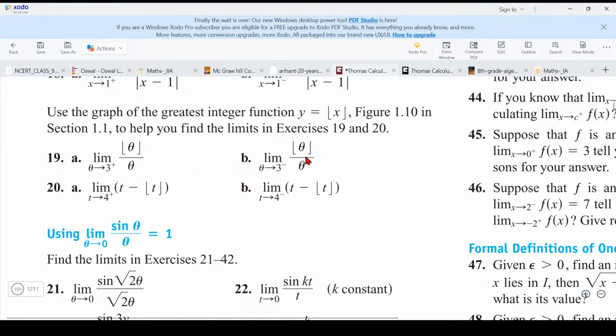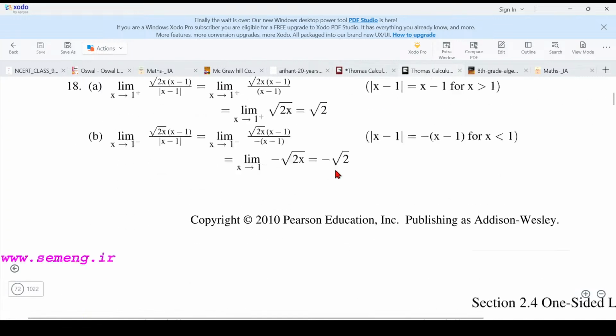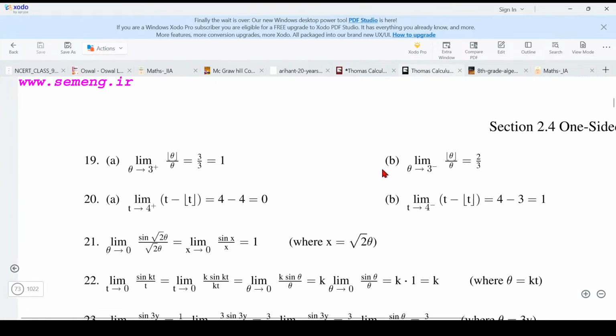What about this one? When approaching 3 minus, theta is slightly lesser than 3. What is the step of 2.9, 2.99, whatever? 2. So if you substitute theta now, it will become 2 by 3. Agreed? That is the difference between the two. So this is 1 and this is 2 by 3. Understood now? This is very important.